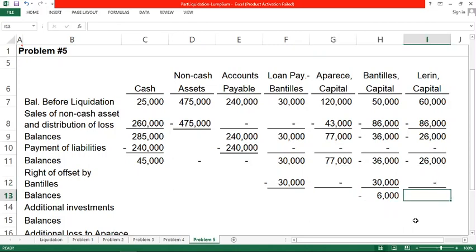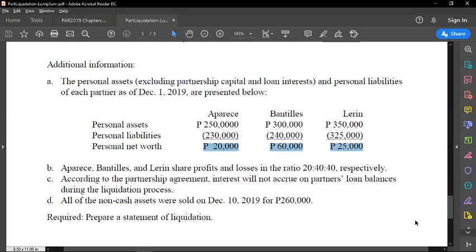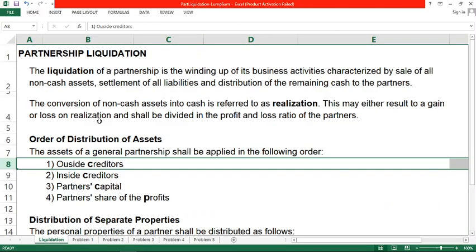So, after that, walang ganap naman tong iba. So, that's 26. Negative 26 pa rin si Larin. And positive 77 naman si Paris. Wala nang utang. Wala ring ganap si cash. So, 45 pa rin kasi hindi naman nag-invest si Bantillas. Kasi may utang nga pala tayo sa kanya. So, 45 pa rin. Okay? So, it is in accordance to here.